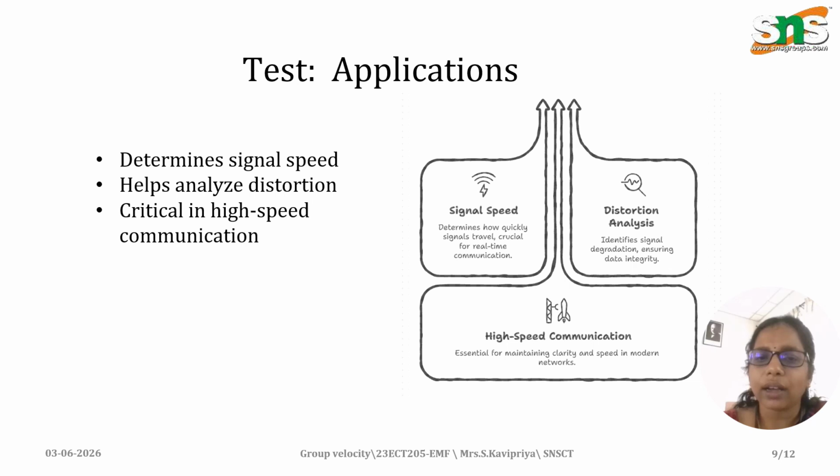Finally, what are the applications of group velocity? By determining the group velocity, we can determine the signal speed. And second, through group velocity, we can analyze the distortion that has happened in the wave, the degradation in the wave, and the data integrity of the wave. It can be easily estimated using group velocity, and it is very important in high speed communication. It is the one which maintains clarity and speed in modern communication.